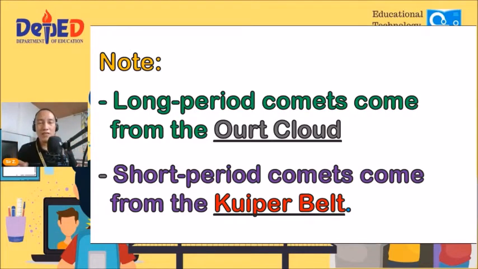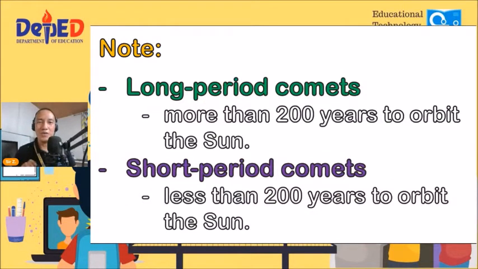Sa Kuiper belt, dito naman nanggagaling ang short period comets. Okay? Again, Oort cloud, long period comets, Kuiper belt, short period comets. Pero ano yung ibig sabihin nun? Ano yung long period comets? Ano yung short period comets? Let's see.